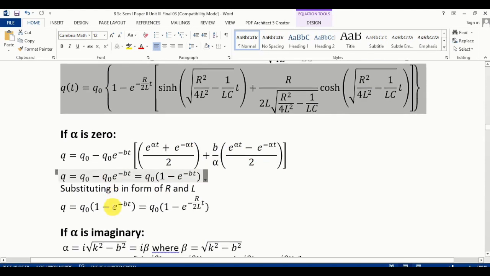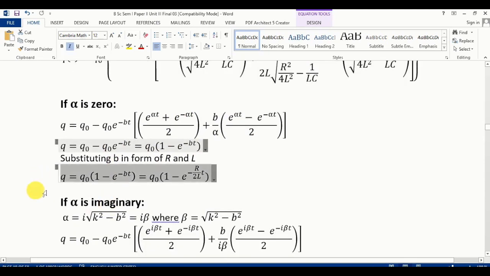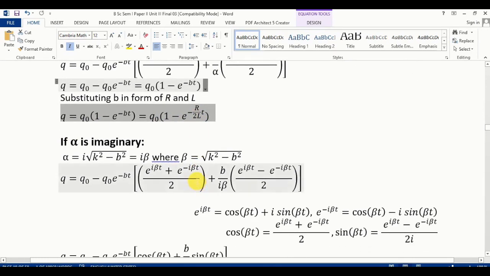So in all, we get the complete solution as q equal to q0 into 1 minus e to the power minus rt upon twice l. The third case is a little clumsy in the sense that alpha is imaginary, so alpha can be written like this: i times square root of k square minus b square. Sorry, beta is equal to under root of k square minus b square.